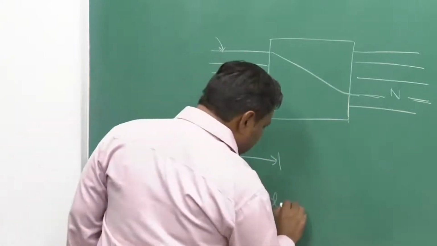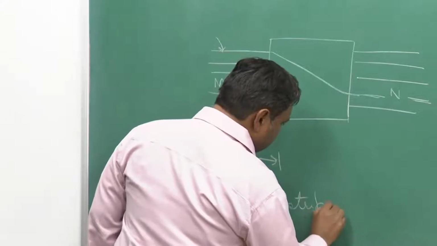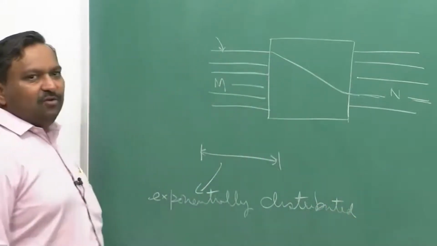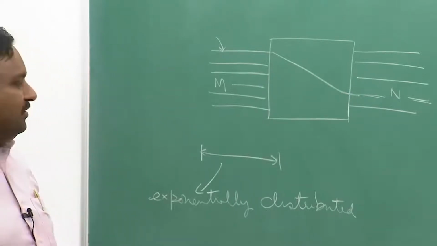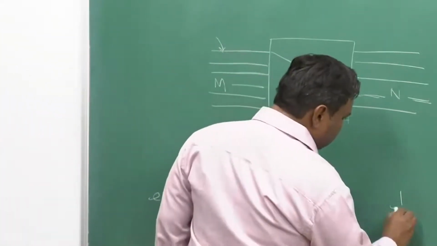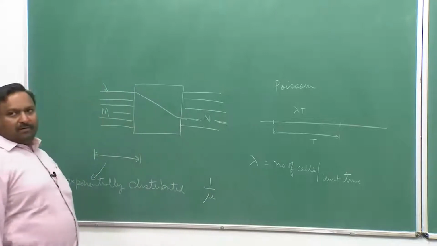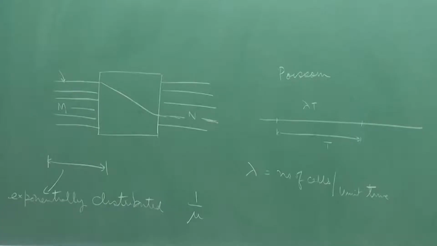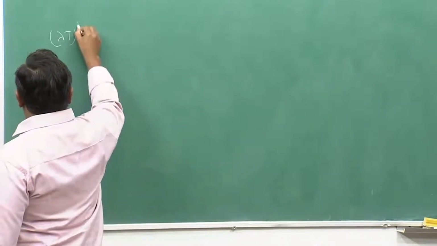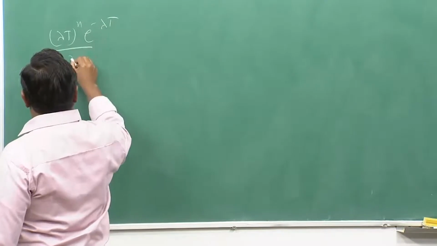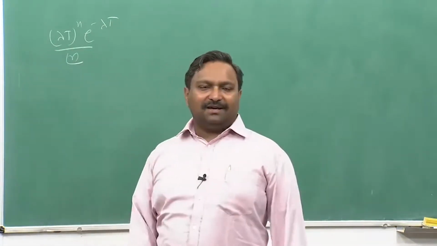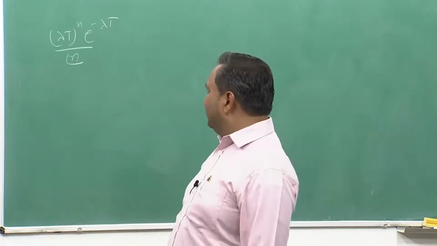Is exponentially distributed, and the mean value, the mean duration for every call, is 1 over mu. This also can be derived from Poisson statistics. So, before I move further, I need to clarify this. I had defined lambda t raised to the power n, e raised to the power minus lambda t, by n factorial, that is the arrival statistics.